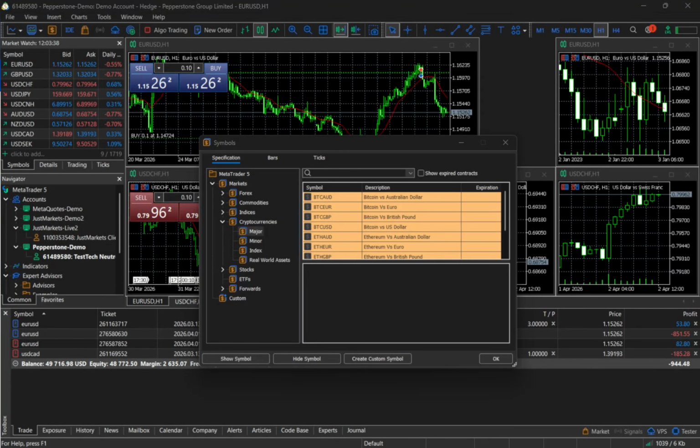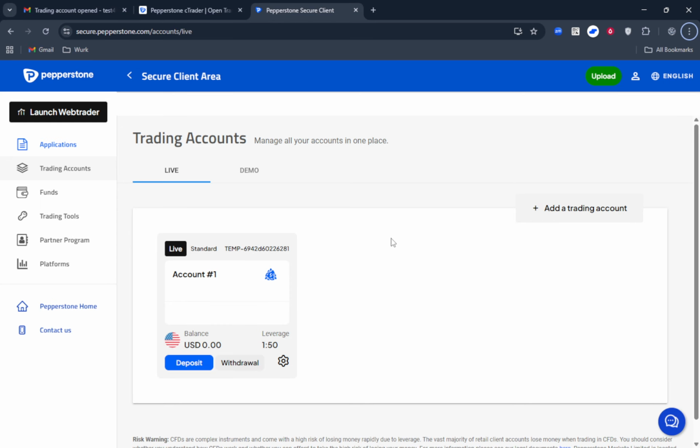In today's video, I'm going to teach you how to use Pepperstone Crypto. If you're new to Pepperstone and wondering how crypto works on the platform, here's the clear picture. There are two main ways to engage with crypto here.